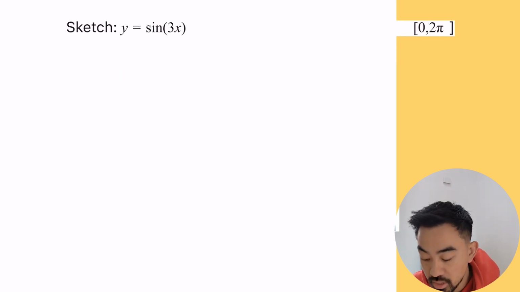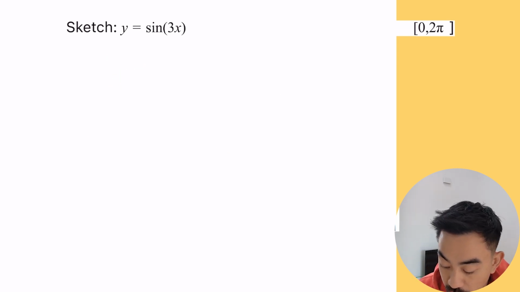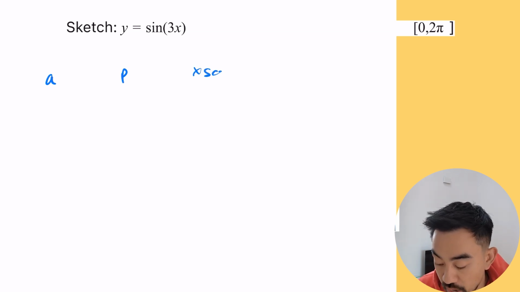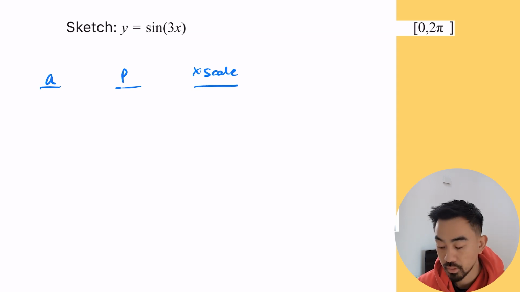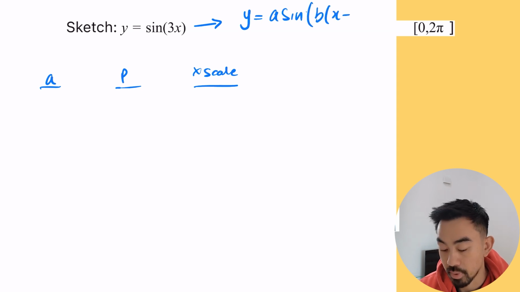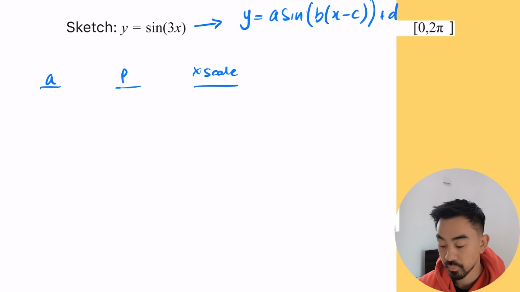Okay, so this is y is equal to sine 3x. Now, like I mentioned before, you have these couple things. You got your amplitude, which I'll just say is A. You got your period, and we're gonna have this thing called your x scale, which I'll explain in a sec. So your amplitude, your period, and your x scale. So the sine curve takes this general form, y is equal to a sine bracket b bracket x minus c close bracket plus d.